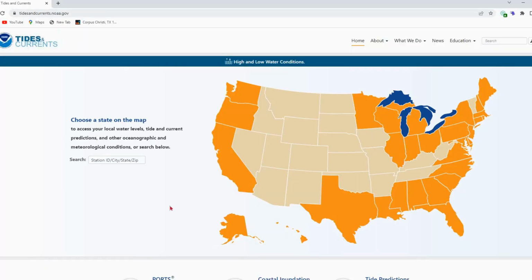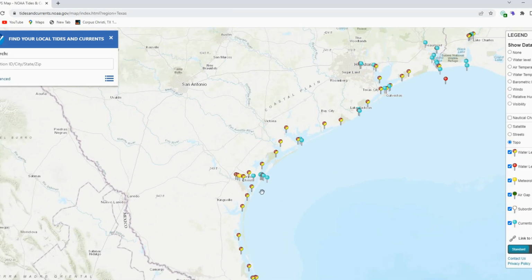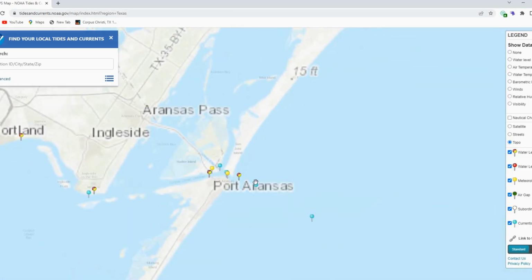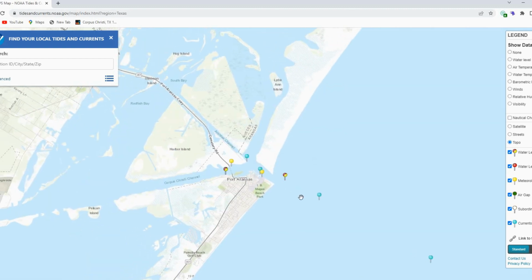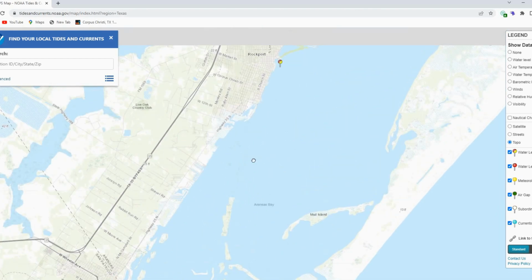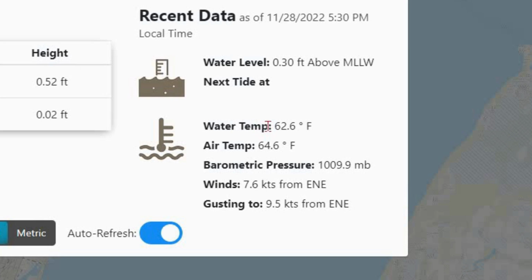I've been using NOAA for a few weeks, and I am really liking this website. Go to NOAA Tides and Currents and click your state. We fish in South Texas, and then they have all these tide buoys. Not all of the tide buoys read everything you want them to read. So if we're just looking for water temperature, you can find one that reads the water temperature, and I know this one in Rockport reads it. Water temperature, it says right here, 62.6. That's the low 60s.